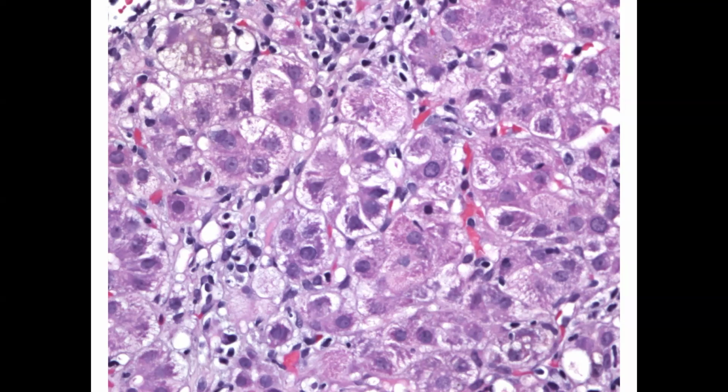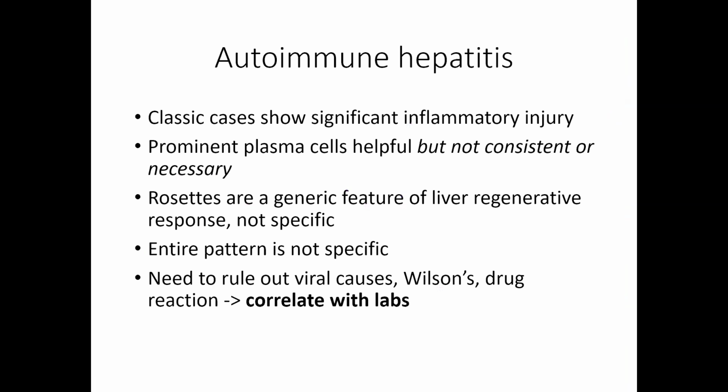it actually is just a generic feature of regenerative liver. So if you have liver regeneration from any cause, for example, in that case of severe alcoholic hepatitis, you can definitely see regenerative rosettes. And so these aren't necessarily specific for autoimmune hepatitis. They just indicate severe liver disease, which is often seen in autoimmune hepatitis, hence the association.